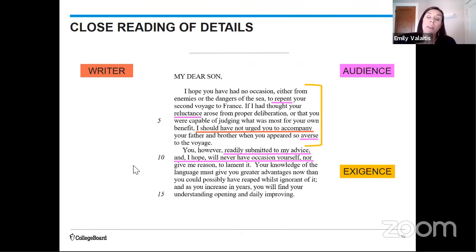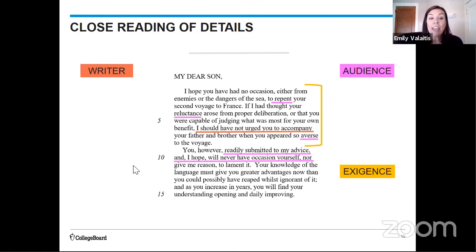All right, let's start with some of the beginning. She opens by saying, "I hope you have had no occasion, either from your enemies or the dangers of the sea, to repent your second voyage to France." In this case, repent means to regret or to have remorse.